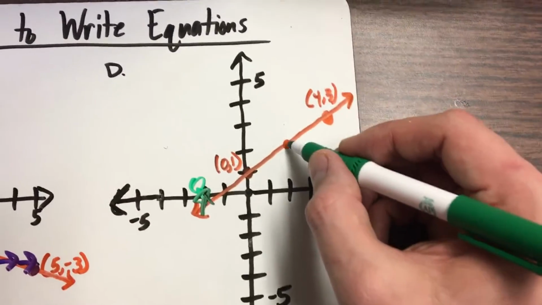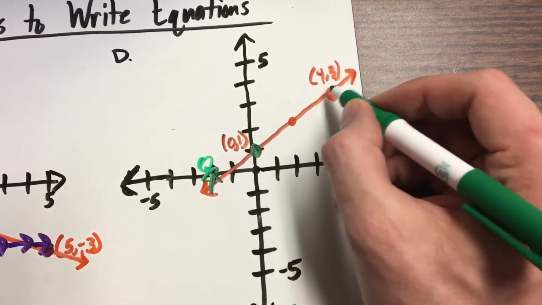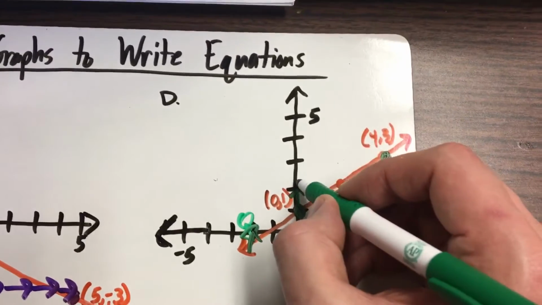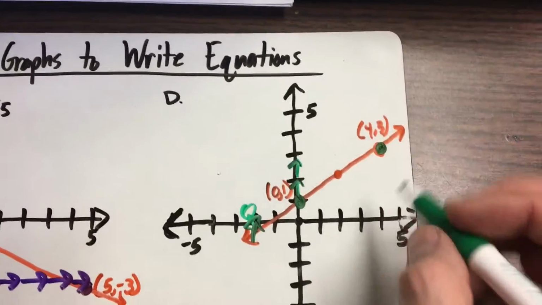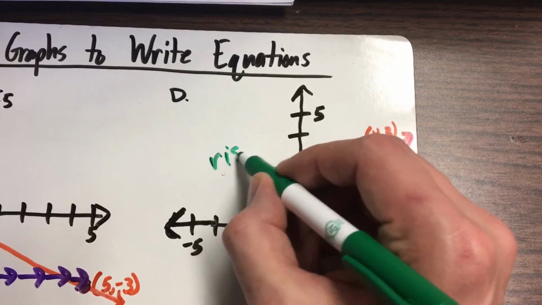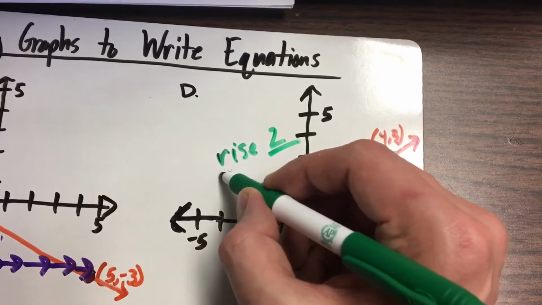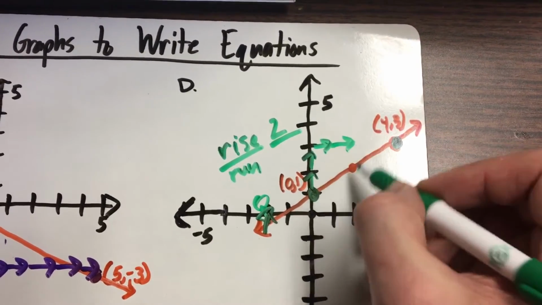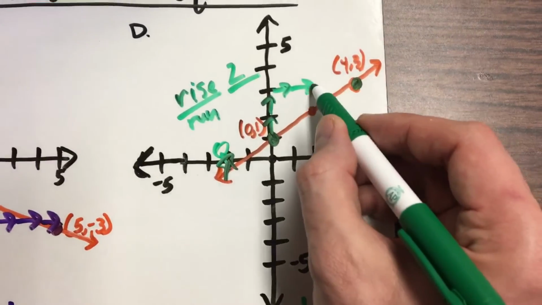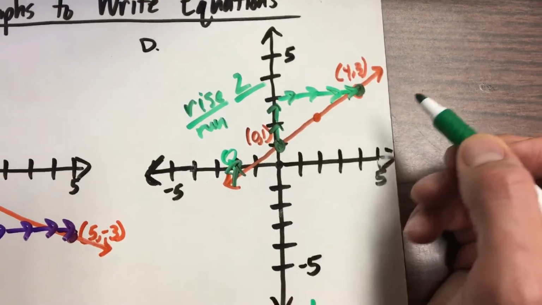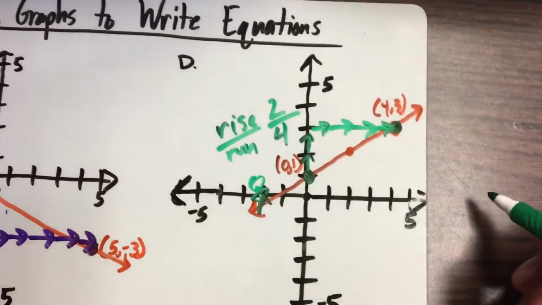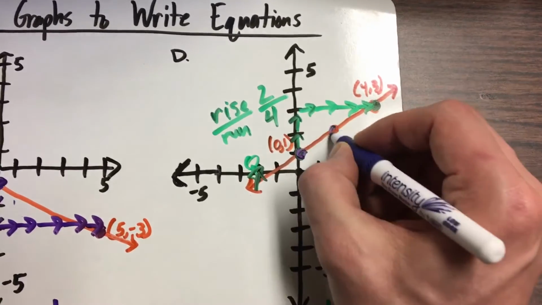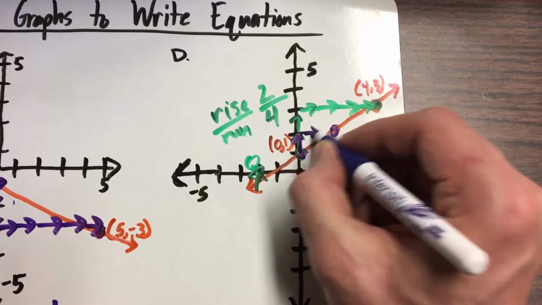You could use this point in the middle, but I'm going to use this one and this one just because they're already labeled. I'm going to rise up 2, so I'm going to do a rise 2 positive because I went up, and then I have to run over 1, 2, 3, 4. Rise up 2 over 4. Or if I would have done it the shortcut way, if I would have used this point and this point, I would have gone up 1 over 2.